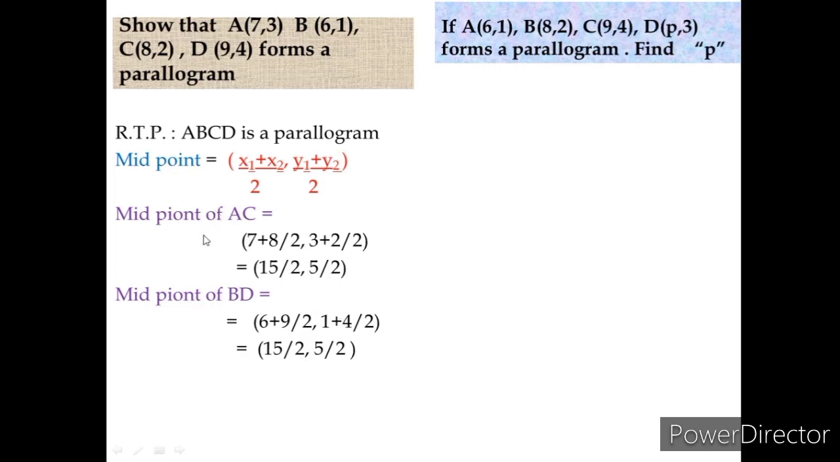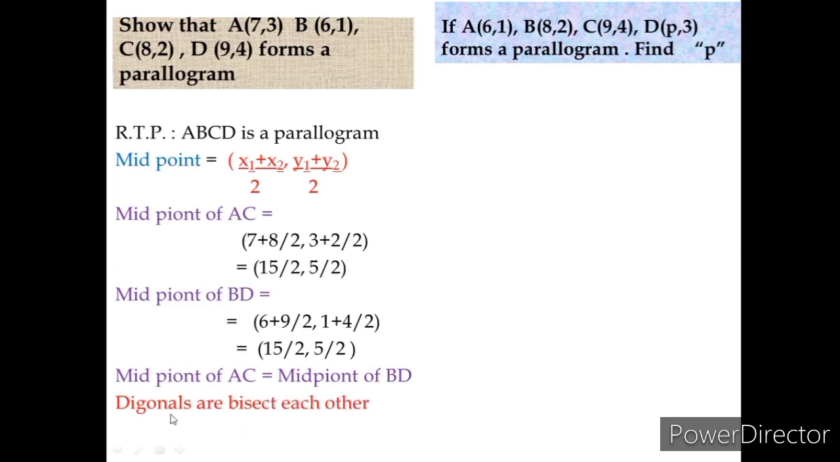From these two, what can you conclude? Midpoint of AC is equal to midpoint of BD. So here the two midpoints are equal. That means, whenever in a quadrilateral the midpoints of the diagonals are equal, we can conclude that the diagonals bisect each other. Whenever diagonals bisect each other, the quadrilateral is definitely a parallelogram. Therefore ABCD is a parallelogram.